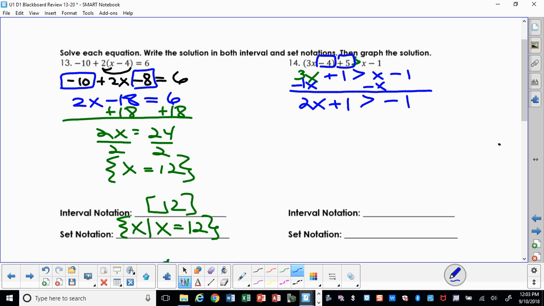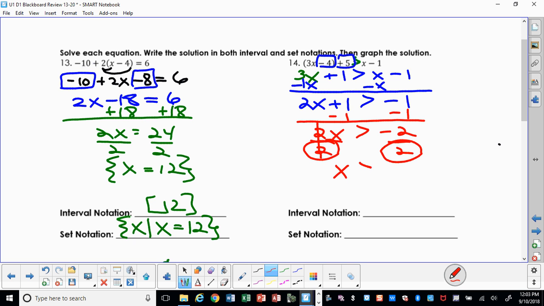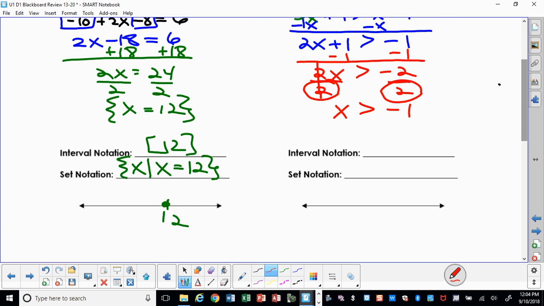Okay. And then now I'm going to get rid of this plus 1 here, so I get 2x is greater than negative 2. Right? And then now I'm going to get rid of the 2 by dividing both sides by 2. I do not flip it because I divided by a positive number. So I keep it the same and I get x is greater than negative 1. So on the graph, that means I've got a negative 1, and it's an open circle because it's greater than, there's no equal sign, and greater than is to the right.